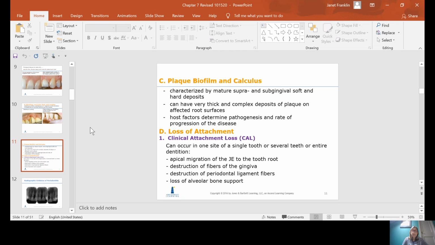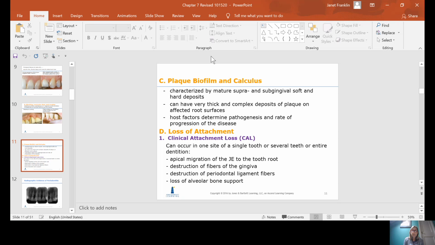Plaque, biofilm, and calculus. It's characterized by supra and subgingival, and then soft and hard. So plaque is soft, calculus is hard. Supragingival means it forms above the gingival margin. Subgingival means that it occurs below the gingival margin. Keep in mind that the gingival margin is the divider, so if the patient has recession and the root surface is exposed, if it's on the root surface above the gingival margin, it's still considered supra. You can have very thick and complex deposits of plaque, and host factors determine the pathogenesis and rate of progression. What that means is how your body reacts to that plaque and calculus determines how fast and how advanced the disease becomes.